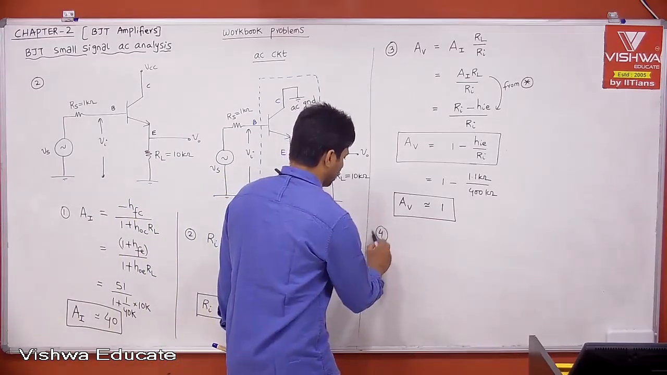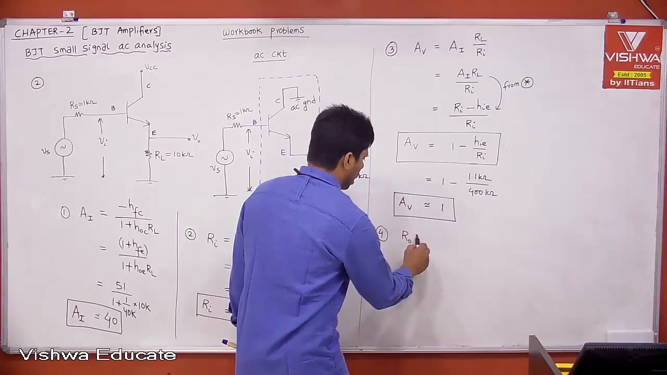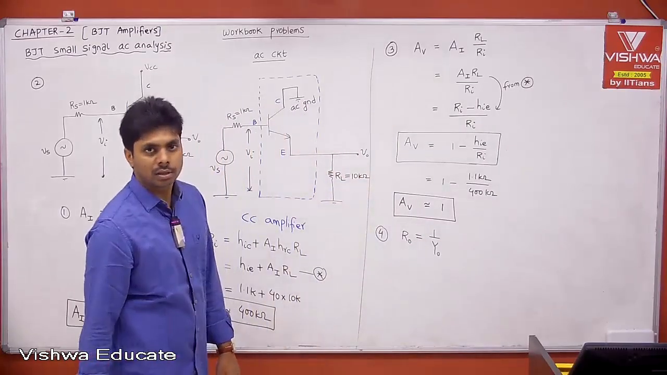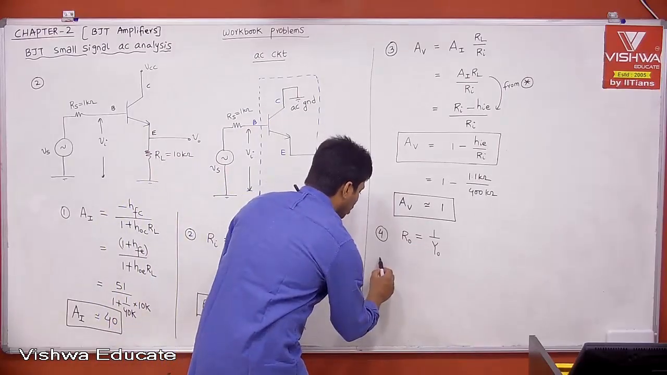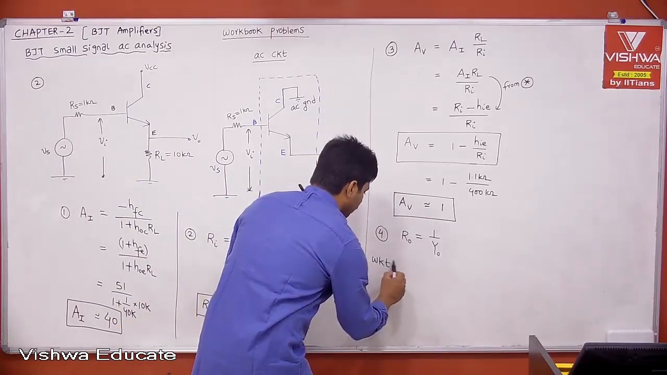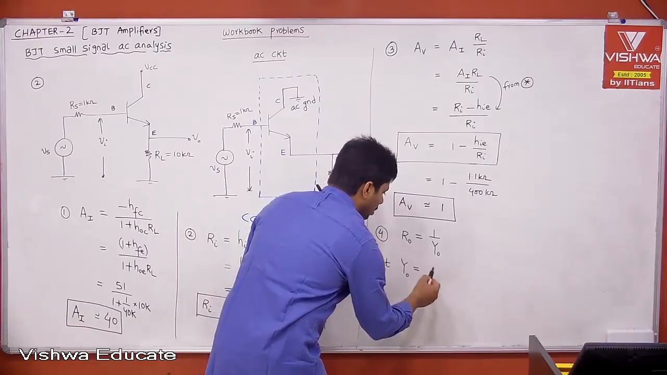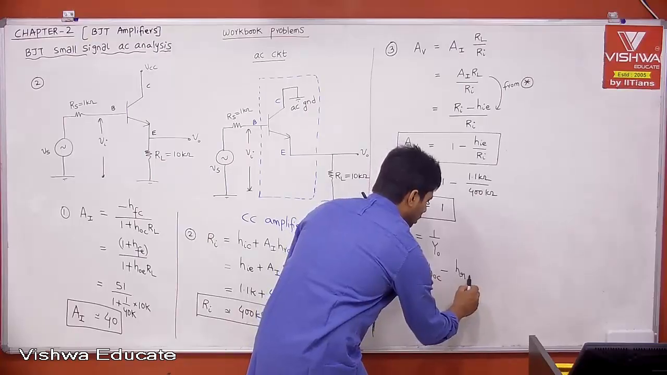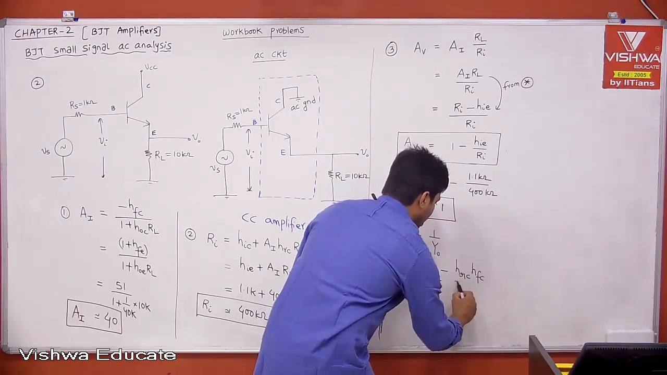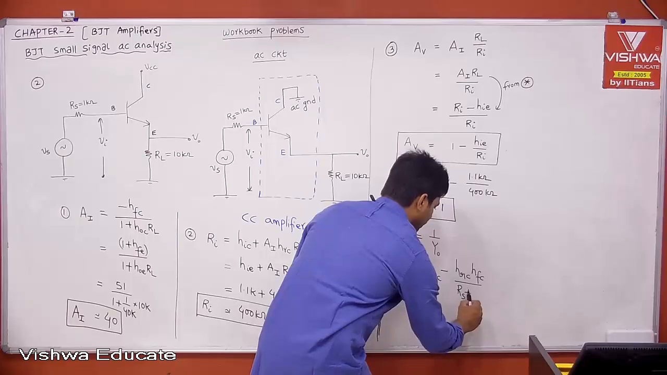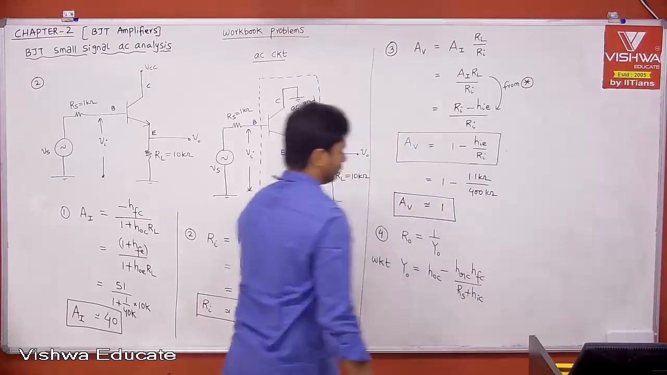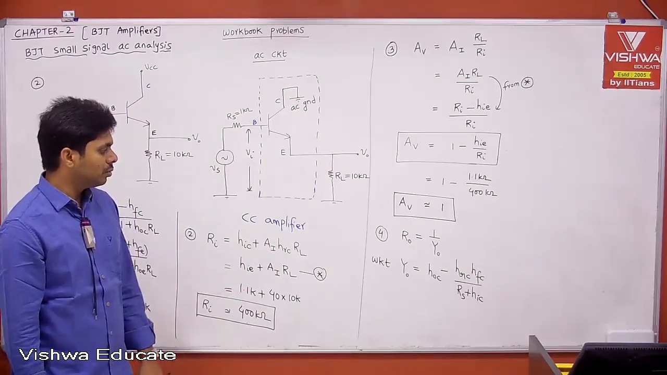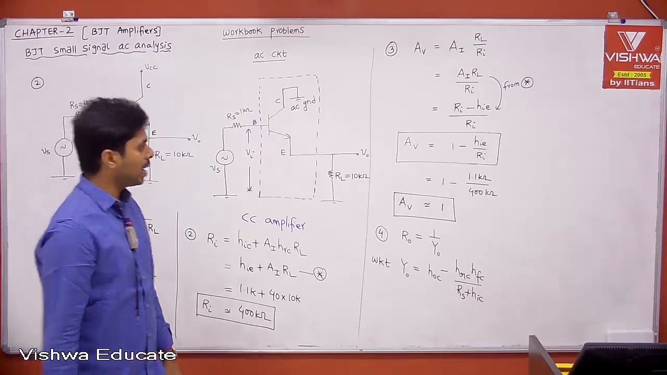Okay, fine. Now the last one, output impedance. What is R naught? R naught is nothing but 1 by Y naught, which is the output admittance. And what is the formula for Y naught? Y naught is equal to HOC minus HRC into HFC divided by RS plus HIC. This is the formula for the CC configuration. Let us convert those CC configuration parameters into CE h-parameters.